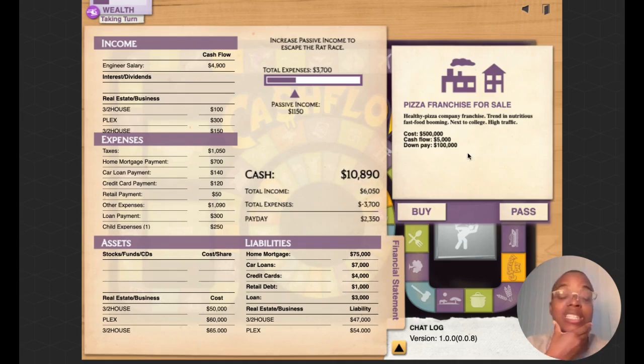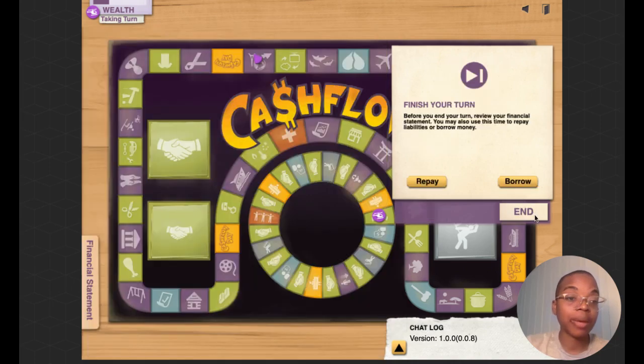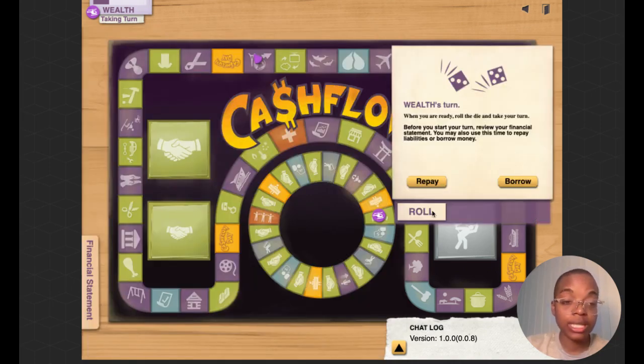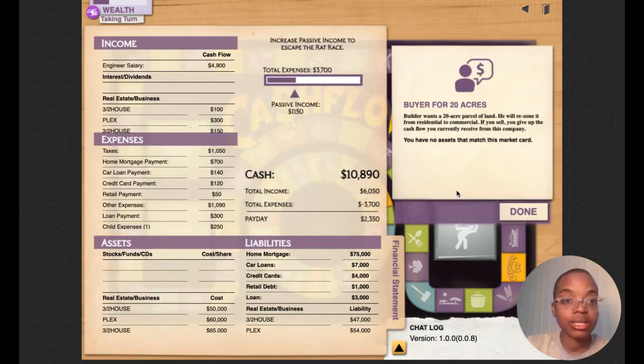Um, let's take a big deal. Ooh, pizza franchise for sale. Healthy pizza company franchise. Trend in nutritious fast food booming next to college. I just don't have anywhere near the amount needed for a down payment. And taking out a $90,000 loan, paying $9,000 a month in expenses, that's just gonna bankrupt me. So I'm gonna pass on that. But once I get that money, trust.